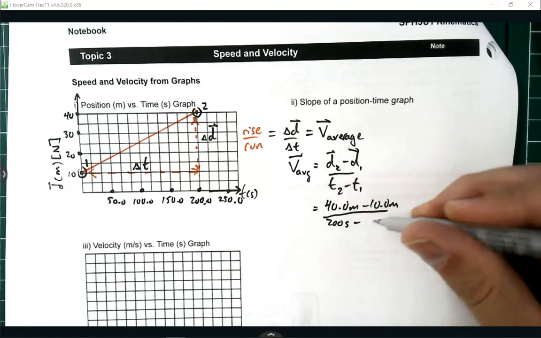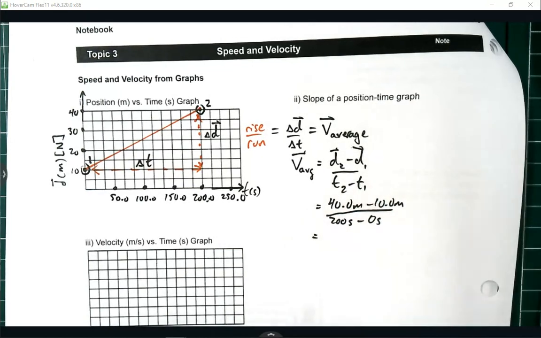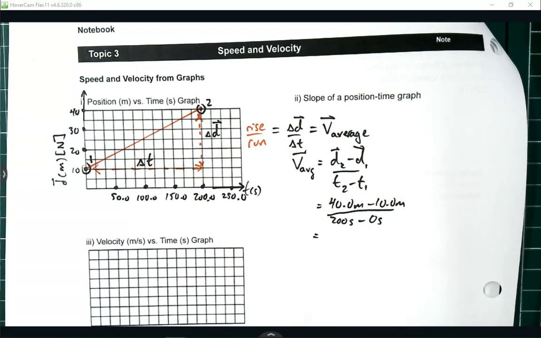T1 is 0, yeah. So somebody who's quick on the draw with a calculator, what's 40 minus 10 divided by 200? Yeah, so 30 divided by 200, what is it? It's a nice round value. 30 divided by 200.